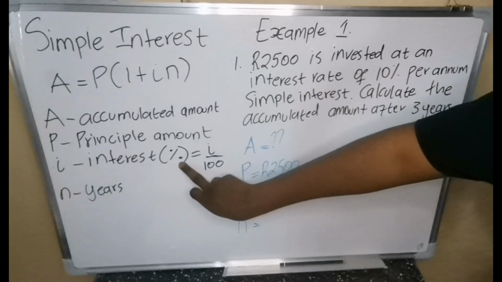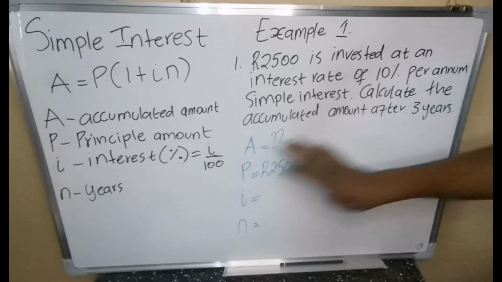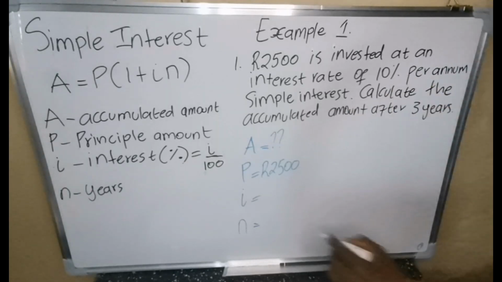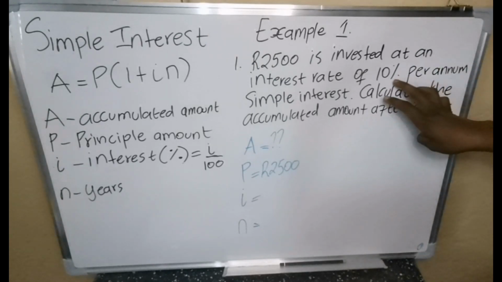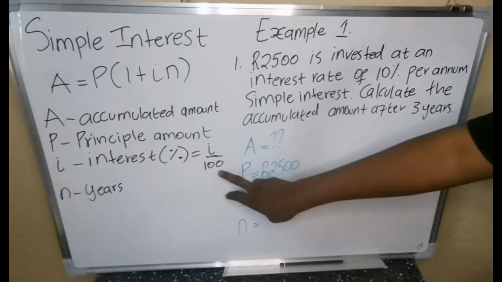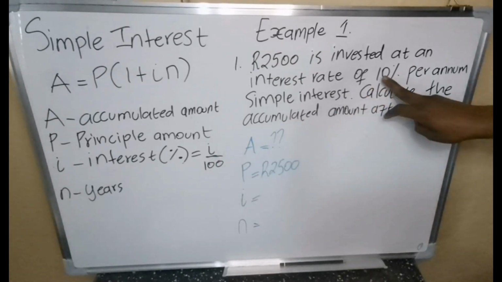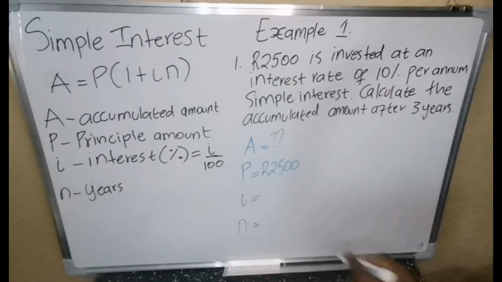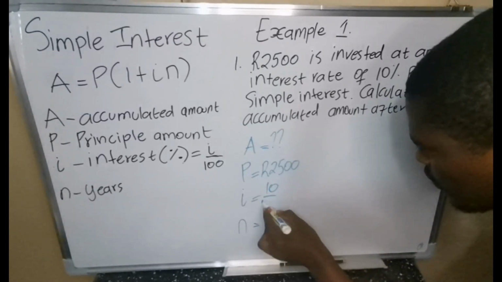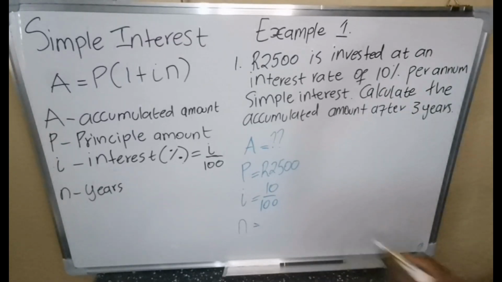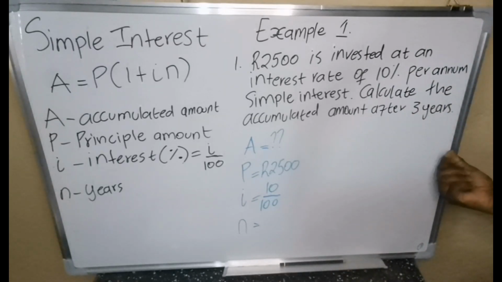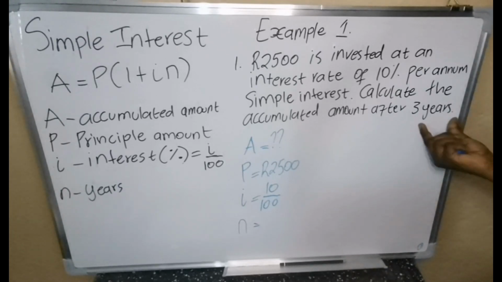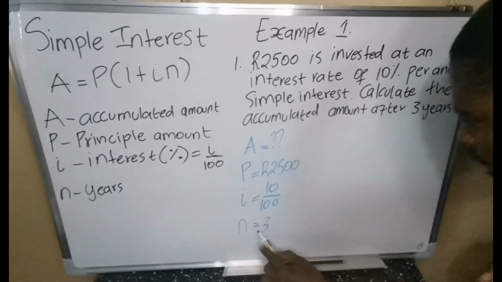We talked about the interest rate, which is in percentage form. This is 10%. What is 10% of 100? You must break this 10% into a fraction, that is 10 over 100. This I represents this 10 percentage, so it's going to be 10 over 100. Then N represents the number of years. How many years? After 3 years. It's 3 years.